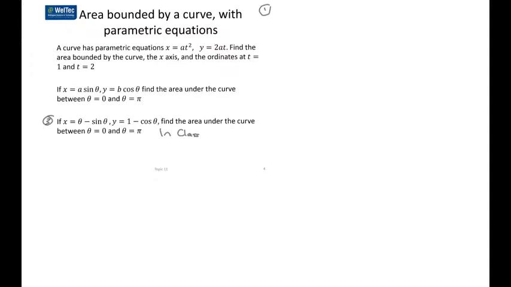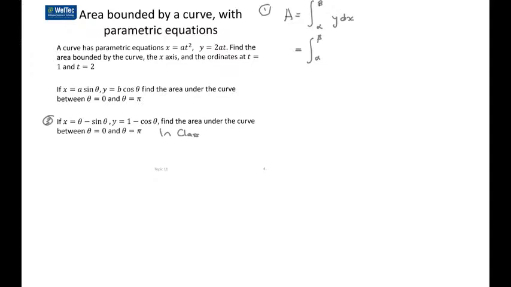Now let's have a look at number 1. We know that the area is going to be the integral between the limits of the function. In this particular case, we're given the limits as 2 and 1, and we need to find the function. Now, if we write it out in baby steps, let's just leave it as beta and alpha for the moment.